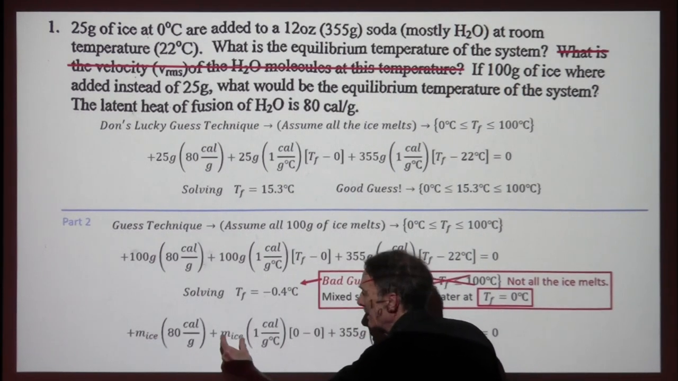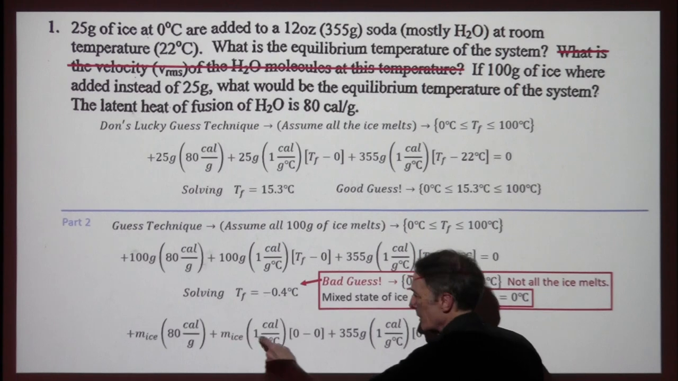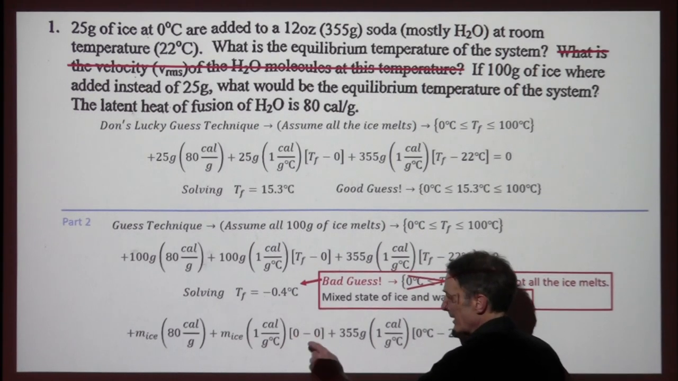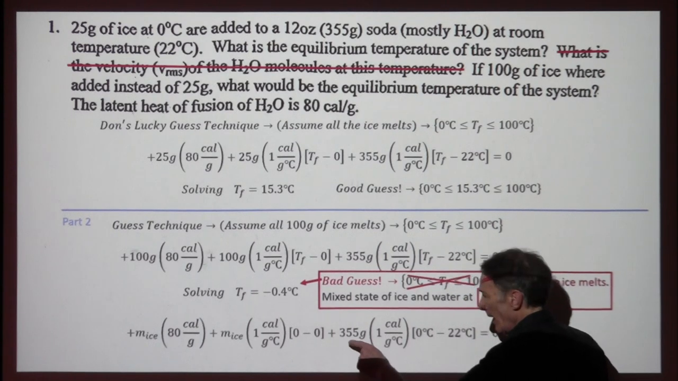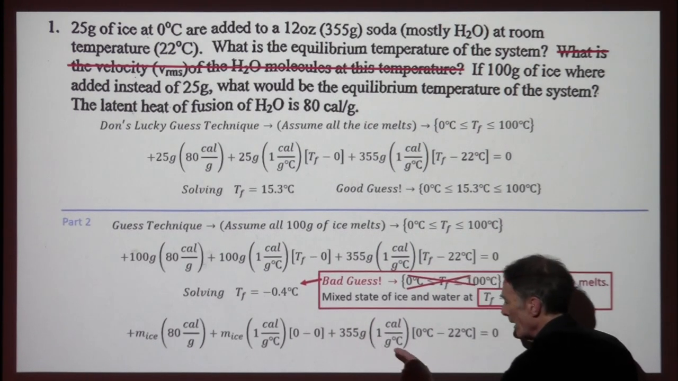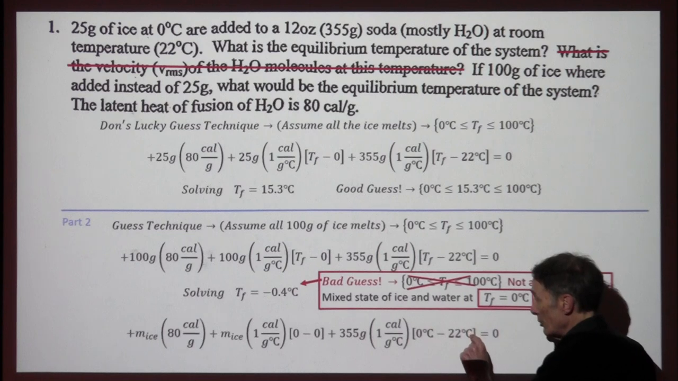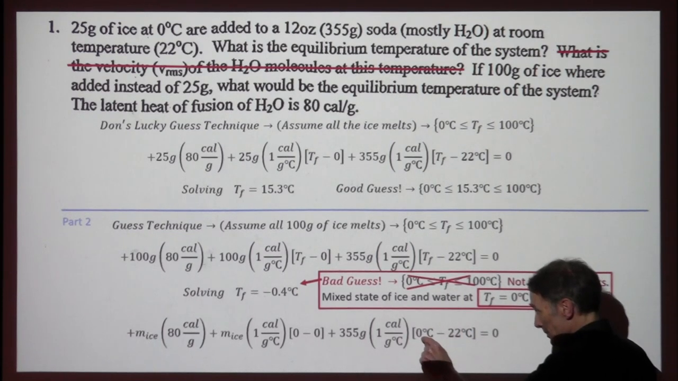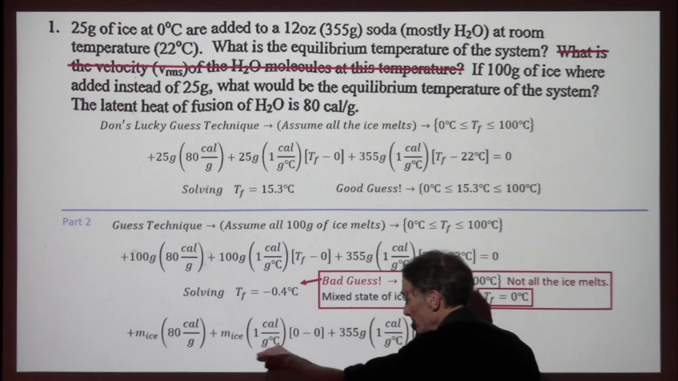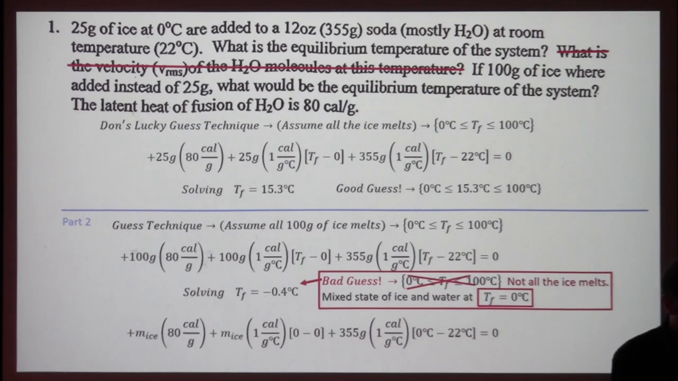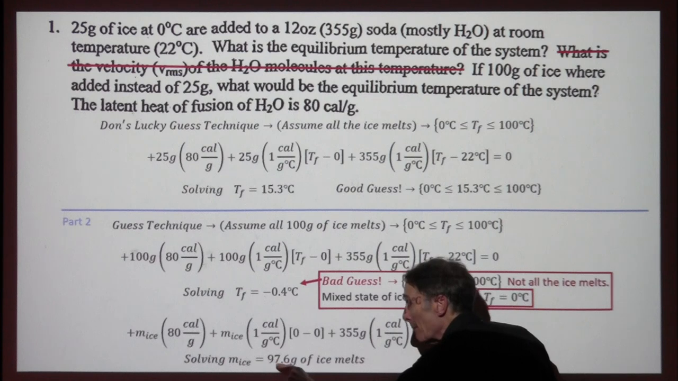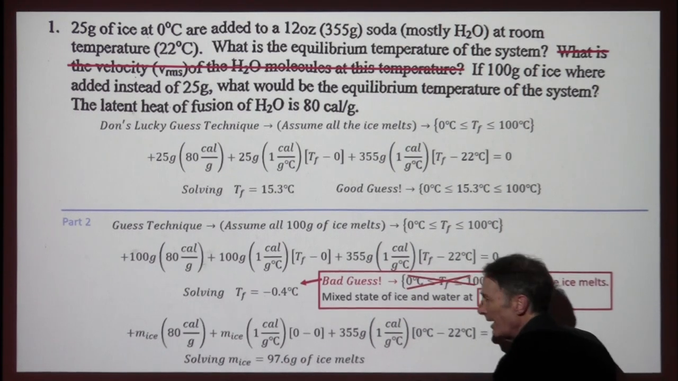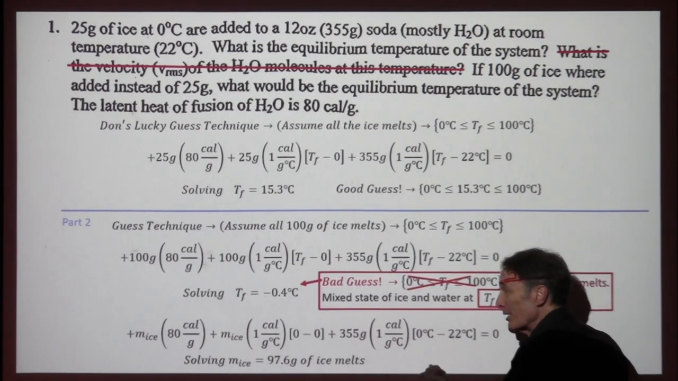I'd have to put it in here, but of course, this is kind of redundant, since I've got 0 minus 0, this thing's going to go away anyway. And I've got the soda, I do know that it would go from 22 down to this final temperature of zero, so I've got that. So then I can solve for the mass of the ice that melts. Okay, he might ask for the ice that's still remaining.